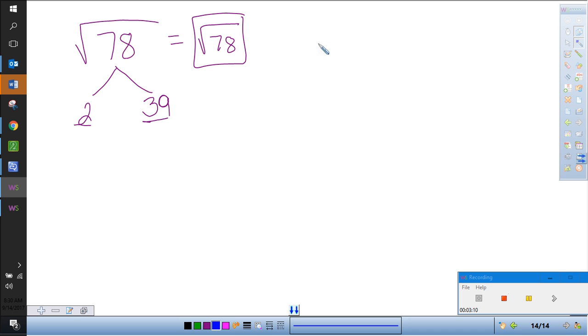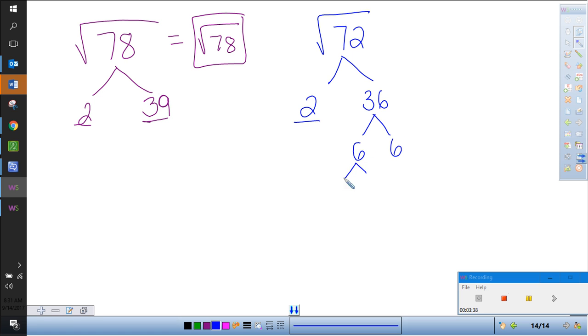Now let's say it was the square root of 72 instead. The square root of 72. This is even as well, but this time it's 2 times 36. 2 is prime. 36 can be broken apart further to 6 and 6. And some of you might already notice something about a square happening, but I'm going to go ahead and break it all the way down to our prime factorization. So that's 2 and 3, and that's 2 and 3.